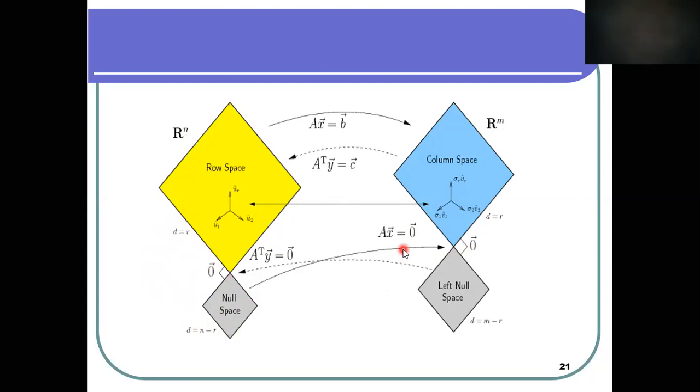If you look over here, as I told you in previous slides, the dimension of row space and dimension of column space are always equal. So the dimension of column space is again r, and the dimension of left null space is m minus r. In that case, if you add the dimension of column space and the dimension of left null space, you will get m, which is the total dimension of this codomain Rm.